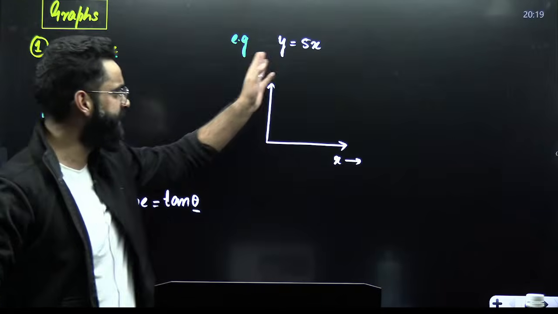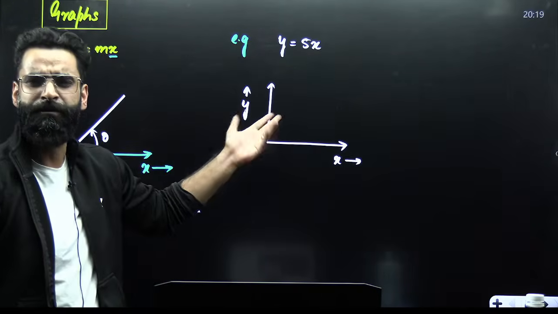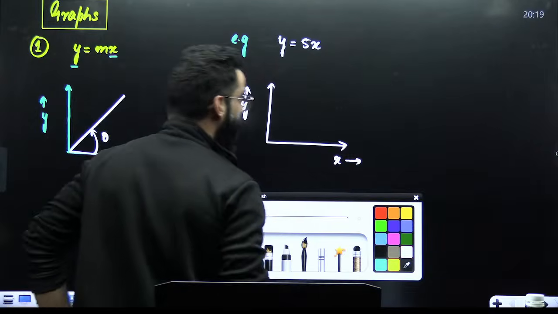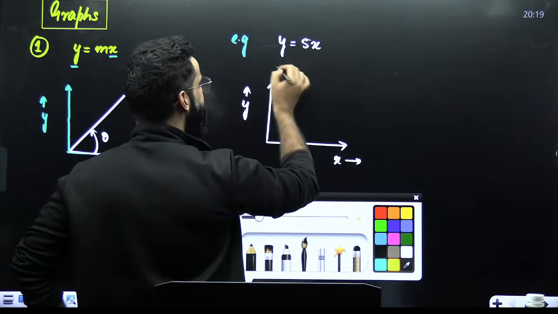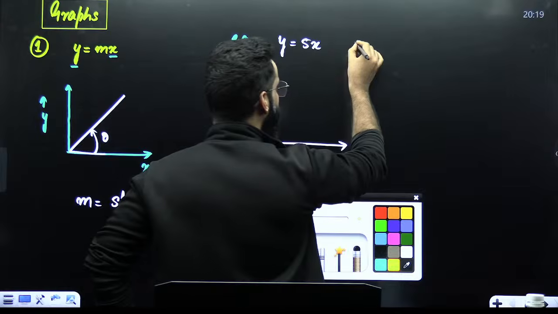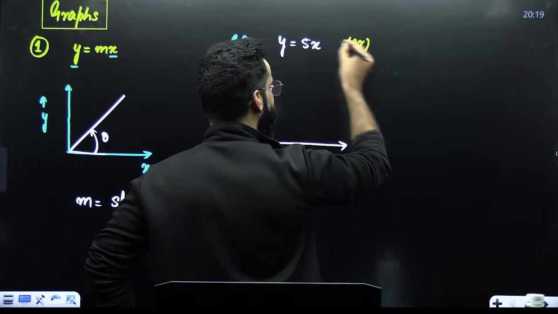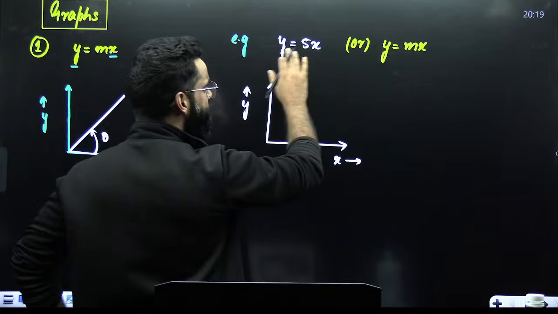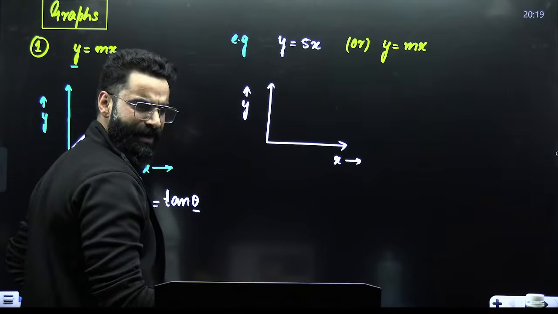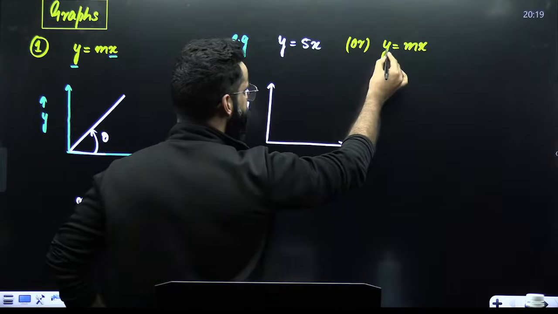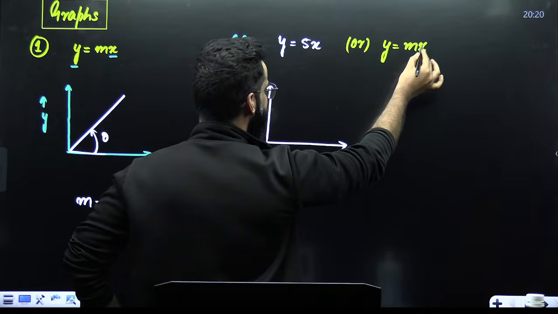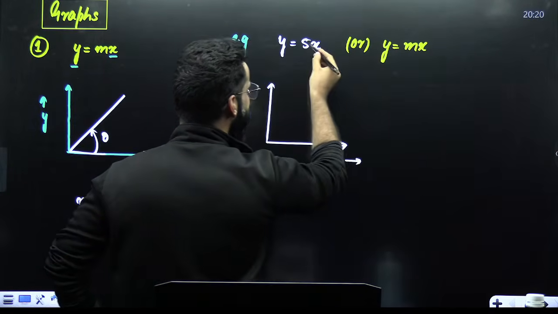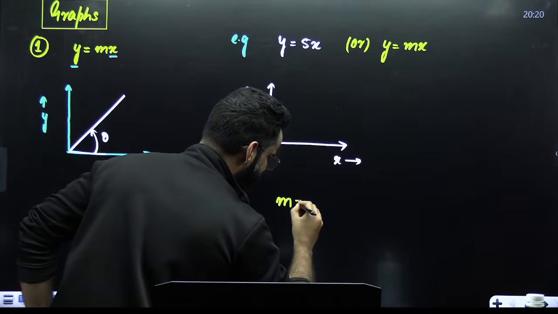The equation is given to us, y is equal to 5x, and I'm supposed to plot a graph between y and x. First of all, do you see one thing? Do you see the resemblance of this particular equation with y is equal to mx? Of course, right? As you can see, this is y, this is y, this is x. That means when you compare these two equations, you are getting the value of m here as 5.